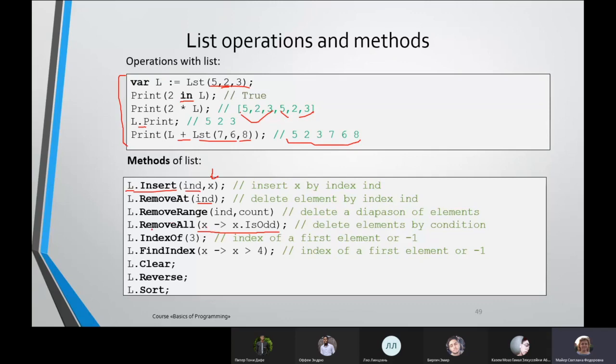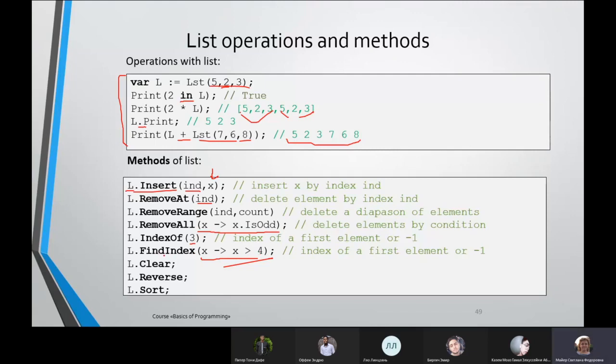We use this rule that we are going to remove all the elements which are odd. So we can use some condition here using this arrow operator. IndexOf means that this method will return the index of the value 3 inside our L list. FindIndex, and also we can use some condition here, some rule. So find the index of the element using this rule that the element must be greater than 4.